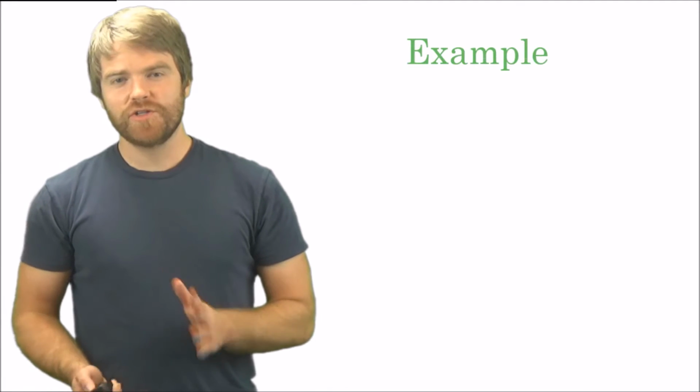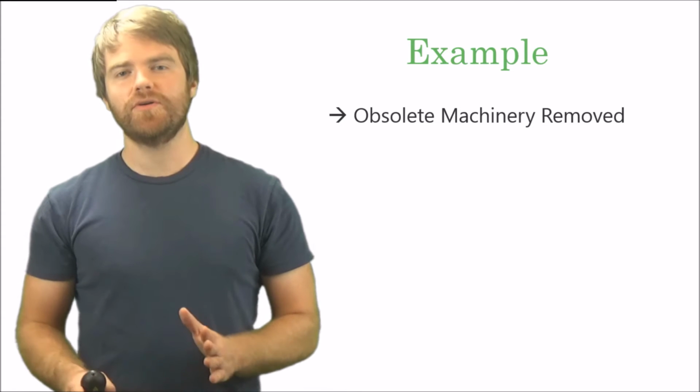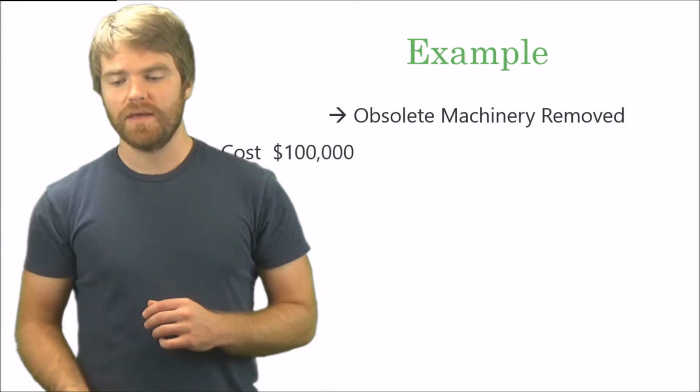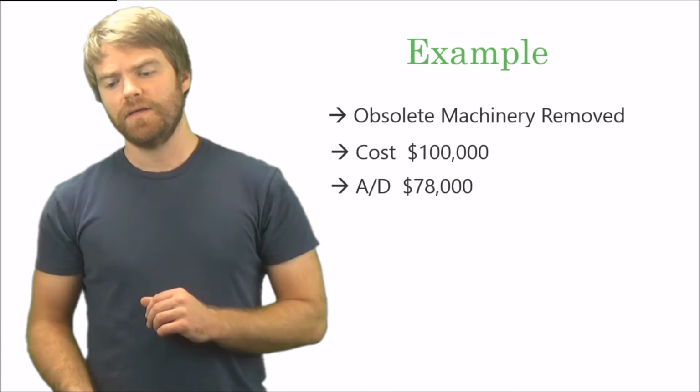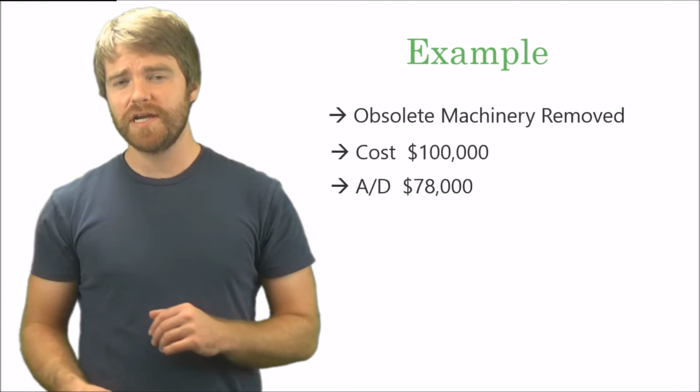Let's say you go and dispose of a property. It's a piece of machinery. You need to remove it from the books. It's obsolete. It's no longer useful. That machinery had a $100,000 cost. And the accumulated depreciation was 78 grand, so it's depreciated a lot here.